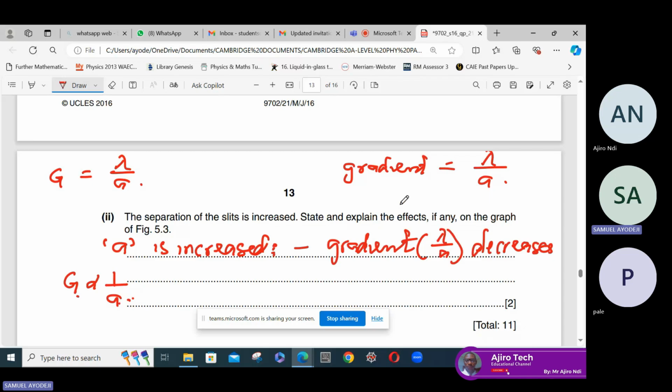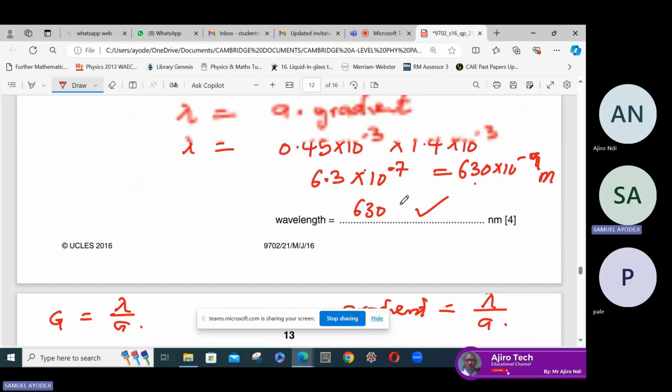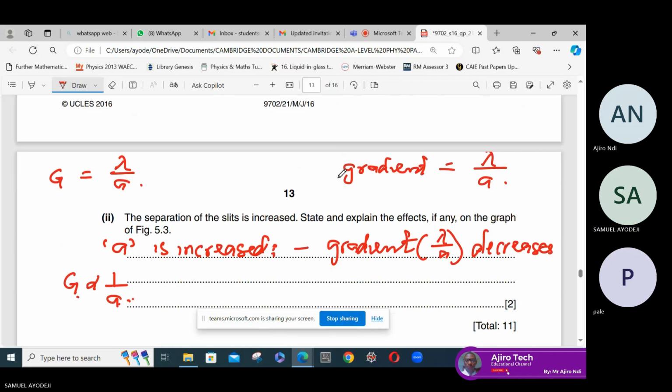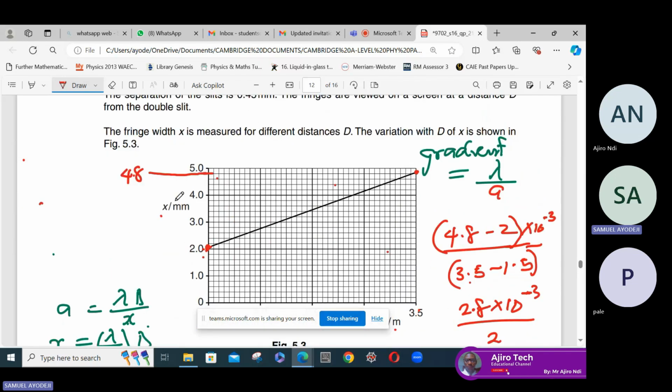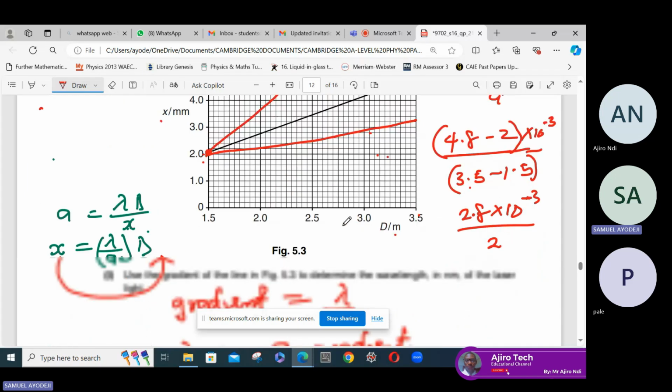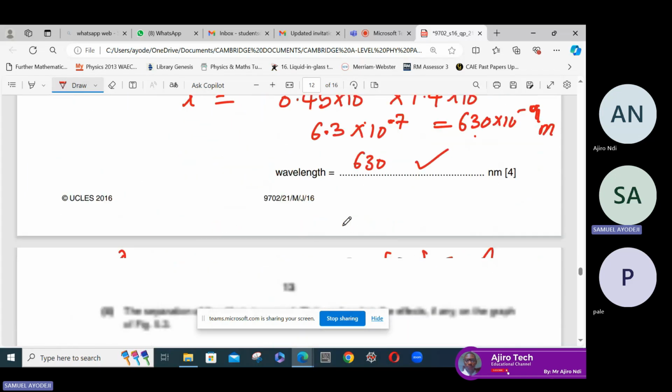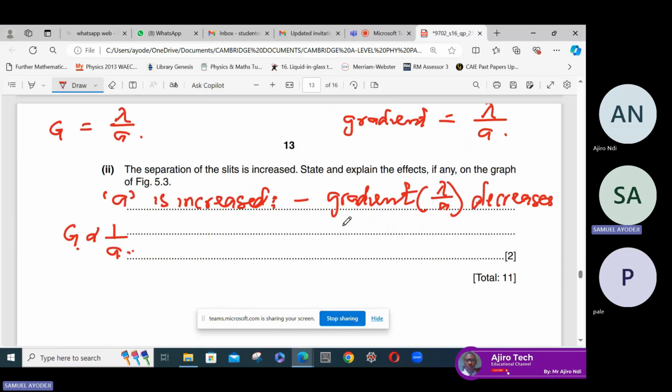So what's the next thing? If it decreases, what happened to the shape of this graph? If gradient decreases, that means the line is going to fall below. If we have to draw another line now, starting from here, it should be something like this. It has to be below. Because this gradient decreases; if its gradient increases, it will be above. Therefore, the line falls below the original line.